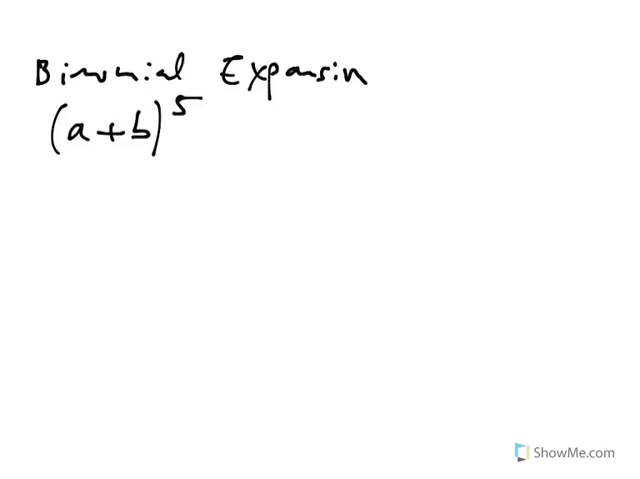Binomial expansion is when you use combinations and a combination formula to multiply binomials together, things like a plus b to the fifth power. Once we can do that, we can use that expansion to do some calculations coming up later.